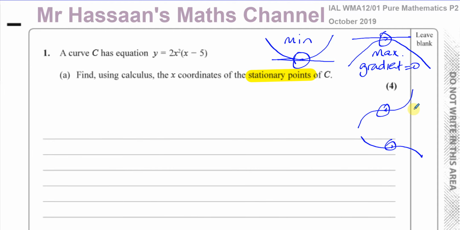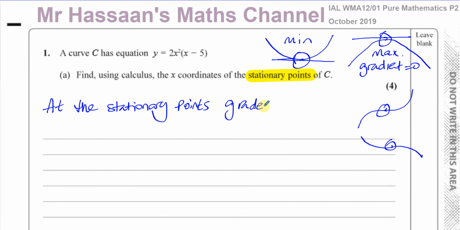Okay, so that's what a stationary point is. At the stationary point, the gradient is 0. So that's the important point here. At the stationary points in this function, or any function, at the stationary points, the gradient is 0. Okay, that's the important point.